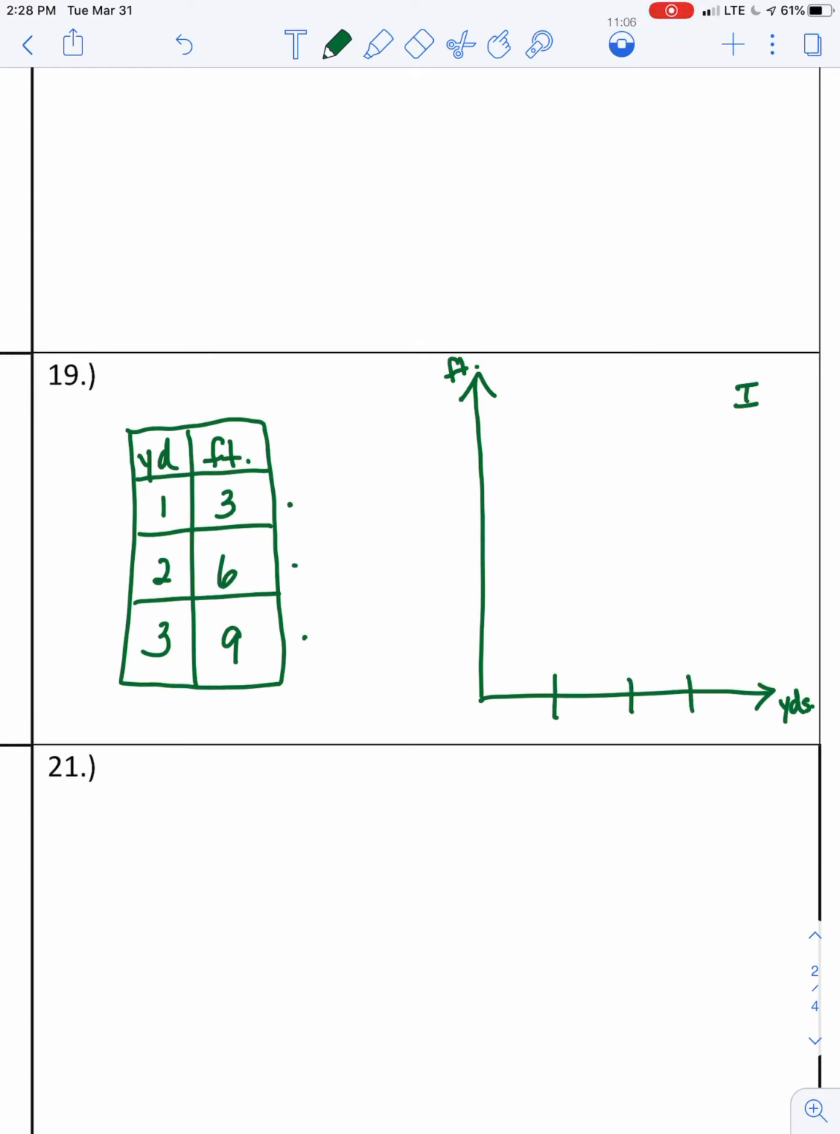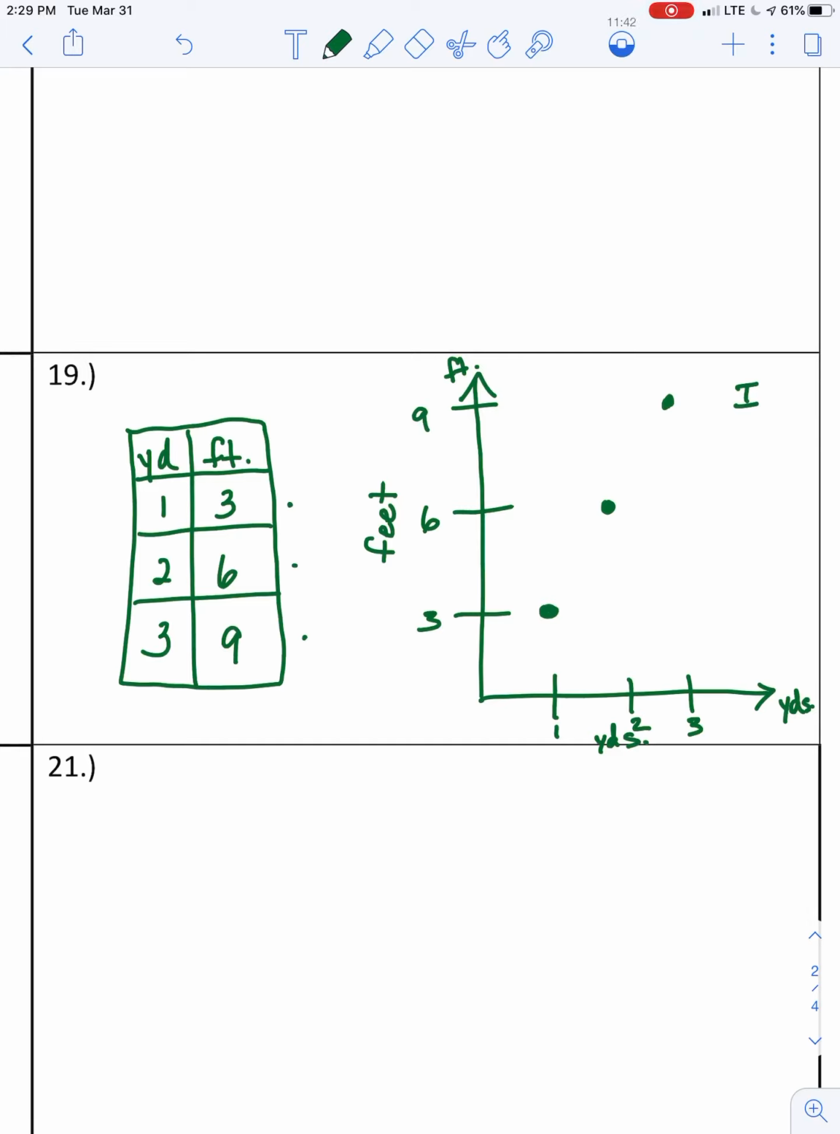So let's go ahead and on our graph, we're going to do yards right down here. We have 1, 2, 3. And then up here, we're going to use about the same spacing: 3, 6, and 9. And this is going to be our feet over here. And then we're going to plot our points. So I have (1, 3). I have (2, 6). And I have (3, 9).